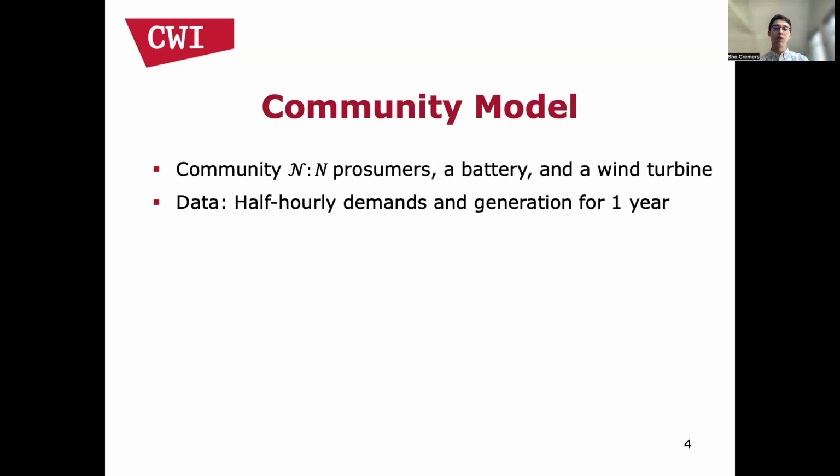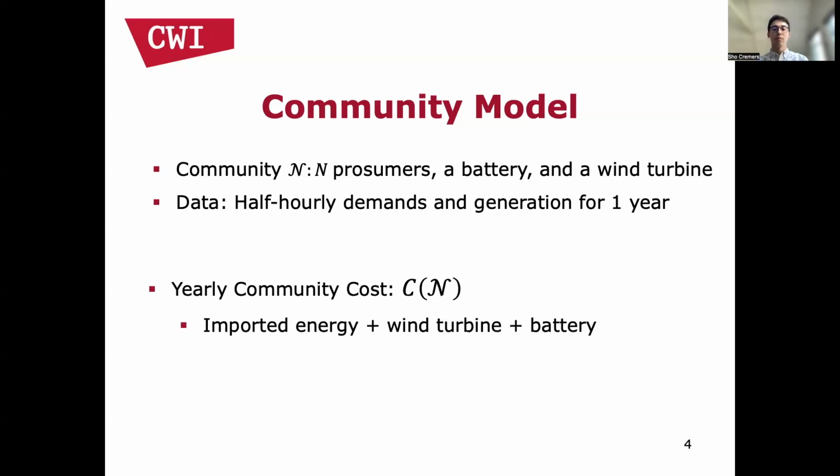So in this study, a community consists of prosumers that have half-hourly demand for a year, a community battery, and a community wind turbine, which also has half-hourly energy generation for a year. The total energy cost of the community is derived from 3 separate costs. One is the cost of importing energy from the grid, which is dependent on the consumption behavior of prosumers and energy generation. The other 2 costs are the wind turbine and the battery, which are both dependent on the number of consumers and increase linearly with the community size. And this cost can be calculated for any subset of the agents in the community, and it can be seen as a cost function.